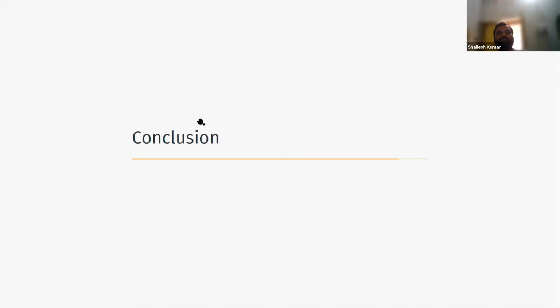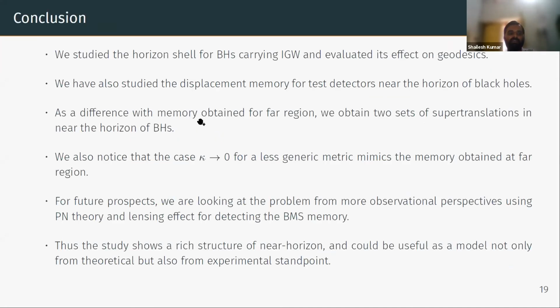So finally, as a conclusion, we have seen the horizon shell and the super translation and super rotation, how it arises in the context of stitching of two black hole space times. And we recover two super translations and one super rotation, in contrast to the far region case. And we have provided our analysis for the general near horizon asymptotic form of the metric, which mimics, for the particular case when kappa tends to 0, the memory effect which is proportional to 1 by r in the far region case.